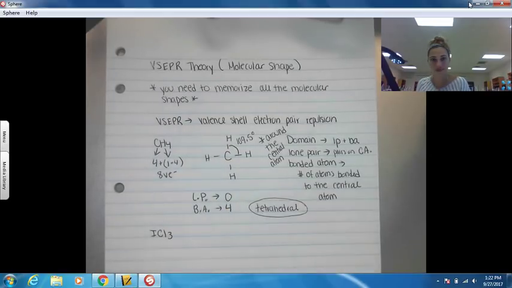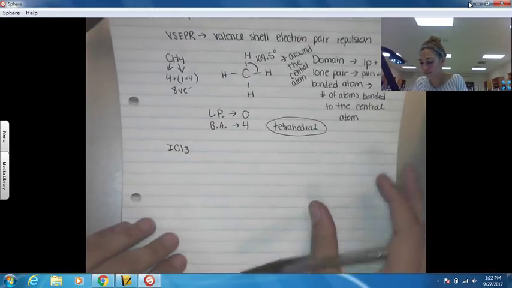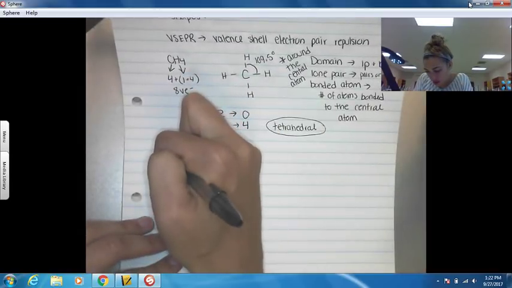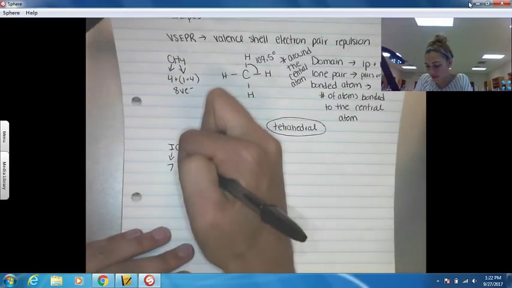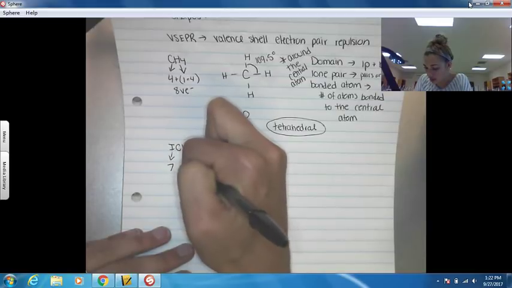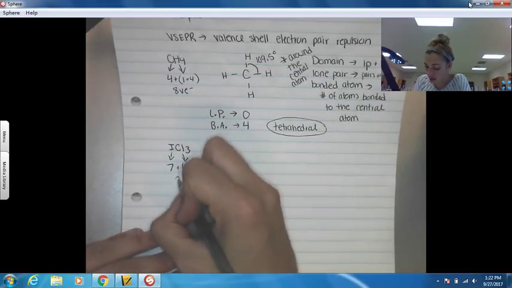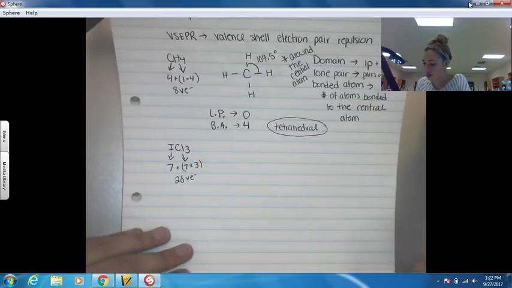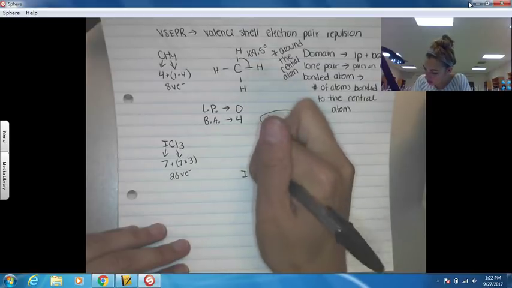ICl3. So what I want to do is first figure out the number of valence electrons. Iodine has 7, each chlorine has 7, and there are 3 of them. So that's 21 plus 7 is 28 valence electrons. Now we're going to draw iodine in the middle, and then chlorines.